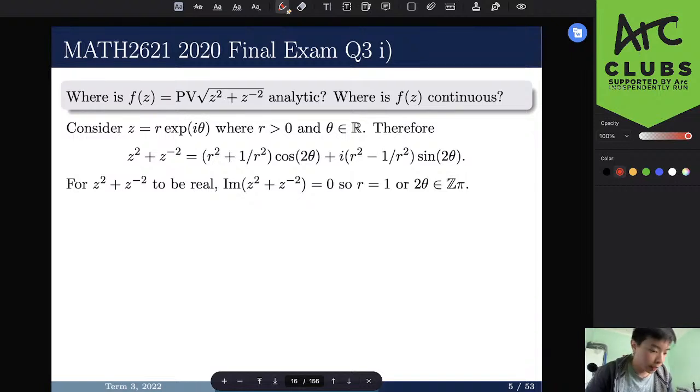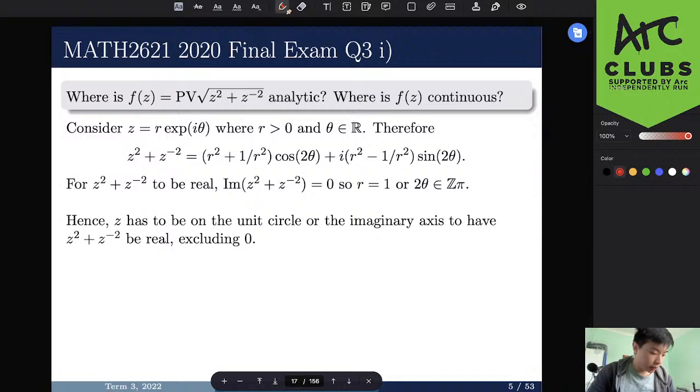So what we can do is find out when the complex number is going to be real. And so to be real, we have to have our imaginary part right here be equal to 0. And if we solve for that, we actually get r equals 1 from our r squared minus 1 on r squared. And we get 2 theta being some integer times pi from our sine 2 theta. So what that means is it can either be on the unit circle or it can be on the imaginary axis. And of course, we don't include 0. The reason we don't include 0 is because we have a z to the minus 2 here. So obviously, the function is not defined when z is equal to 0.